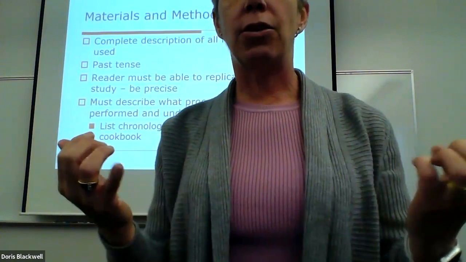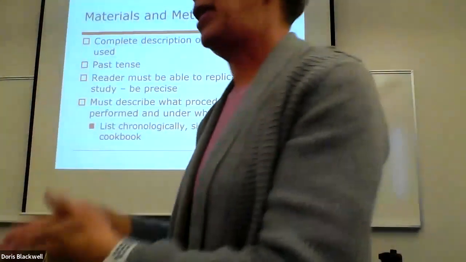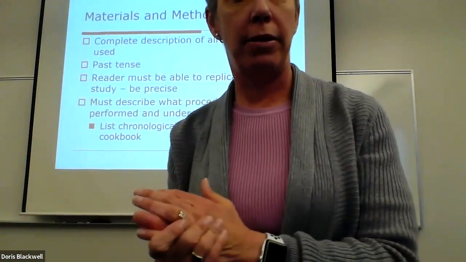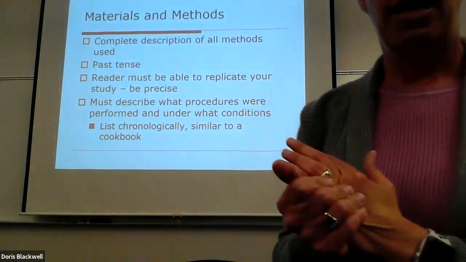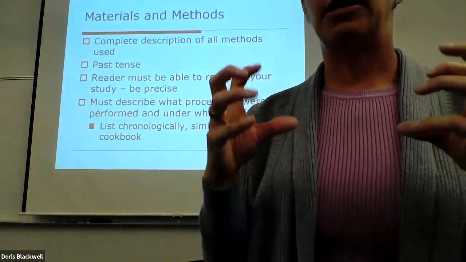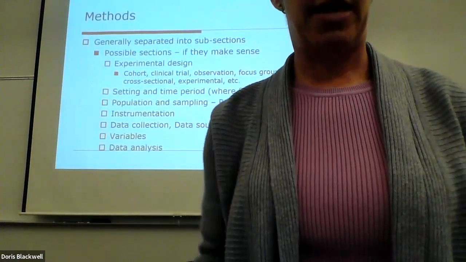So the methods are always written in the past tense. Even if you just finished analyzing your data, that's happened, right? So we always write our methods in the past tense. And again, we want to think about chronological order, how we did things, and be very clear and specific so that our reader can duplicate those methods.